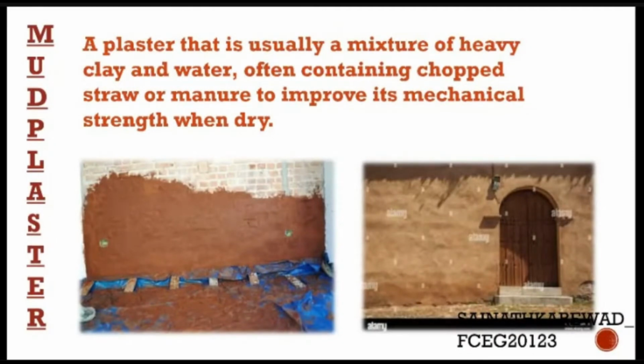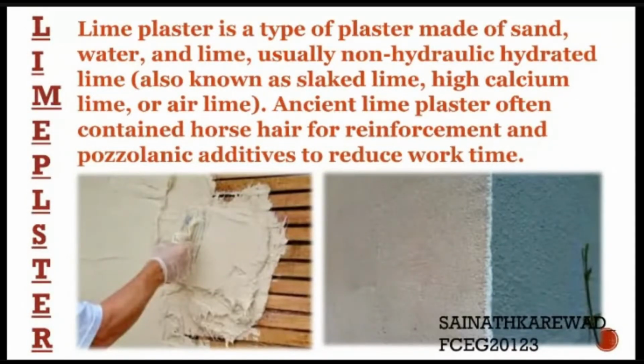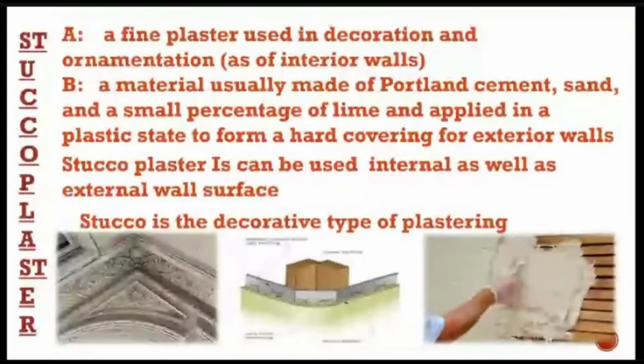Mud plastering. A plaster that is usually a mixture of heavy clay and water, often containing chalk, straw or manure to improve its mechanical strength when dry. Lime plastering. Lime plaster is a type of plaster made of sand, water and lime, usually non-hydraulic hydrated lime, also known as slaked lime, high calcium lime or air lime. Ancient lime plaster contained horse hair and pozzolanic additive to reduce work time.